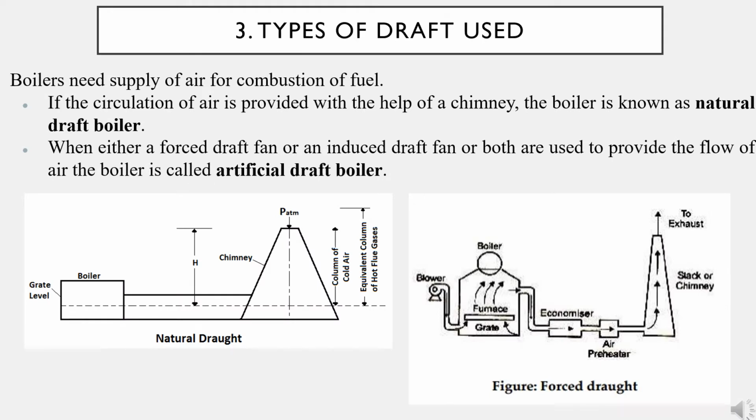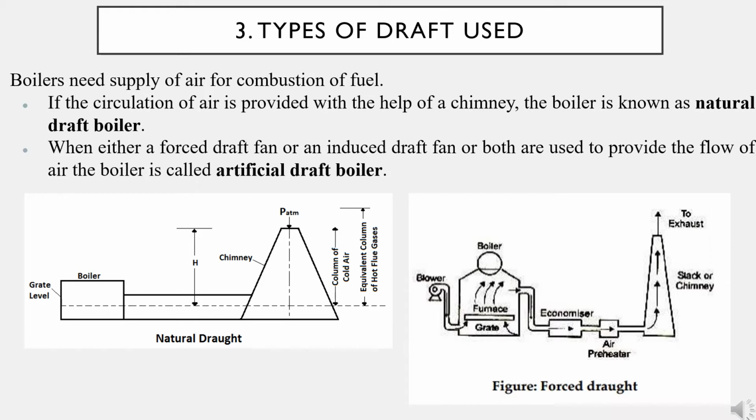Next comes the classification on the basis of type of draft used. So why do we need a draft in a boiler? Draft is basically used to provide air circulation inside the boiler. This air contains the fuel. So the first category is natural draught, in which a chimney is used. This chimney has a varying area, which causes a pressure difference as a consequence of the Bernoulli theorem, and due to this pressure difference, the air starts to flow.